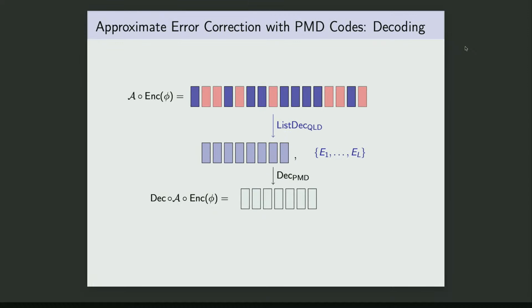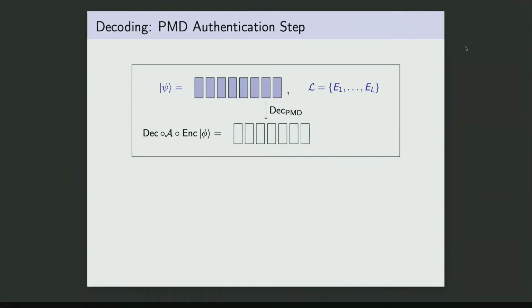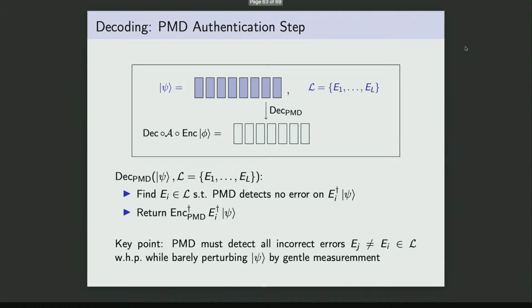And to decode, we again list decode from the QLD. We do our list decoding. Then instead of a PTC decoding, we do a PMD decoding. And just to add a couple more notes on that. So this decoding algorithm is basically the same as we had for the PTC case before.